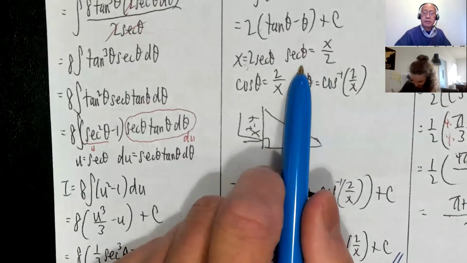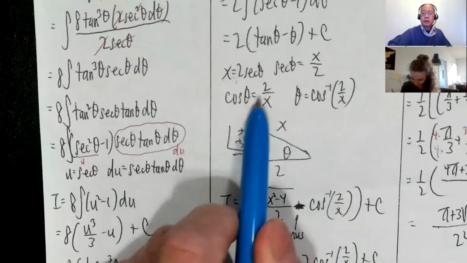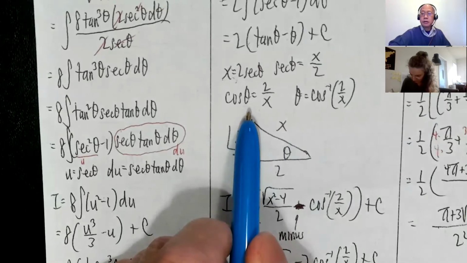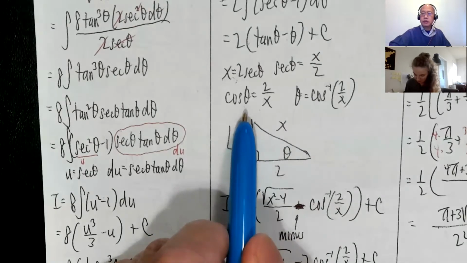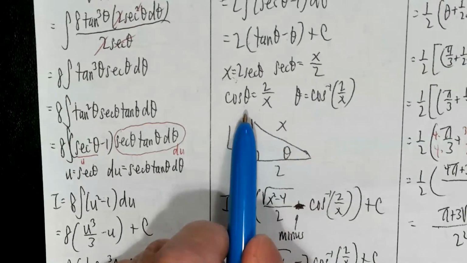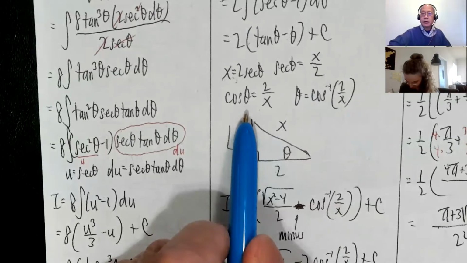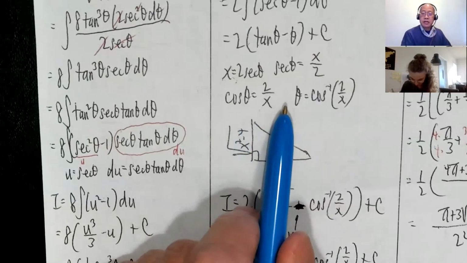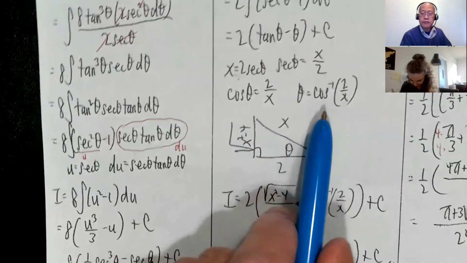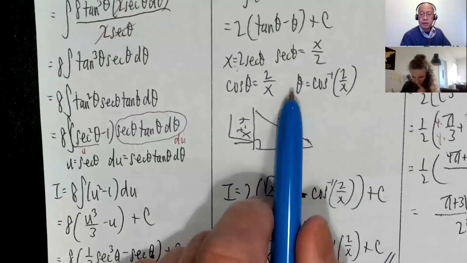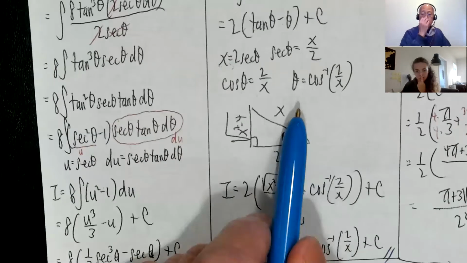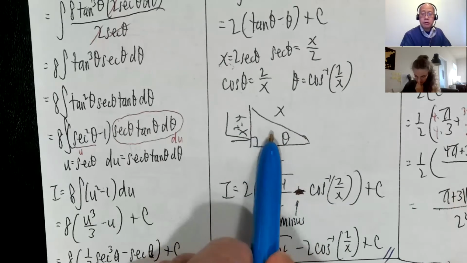I don't like secant. I'm guessing you don't like secant. Think in terms of the reciprocal. Reciprocal of the secant is cosine. So I go cosine theta is 2 over x, right? Then I go from there. And by the way, that means theta is arc cosine, inverse cosine of 2 over x, because I need an expression for theta later. Okay, so I draw my triangle.